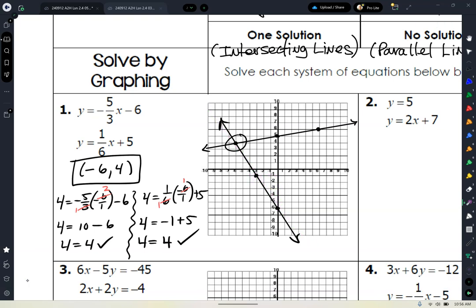Okay, and then with my other one, I'm going to start at +5, and then I can go up 1 and right 6 for my slope, and then I'm going to graph that line, and I find where these two lines intersect here at -6, 4.